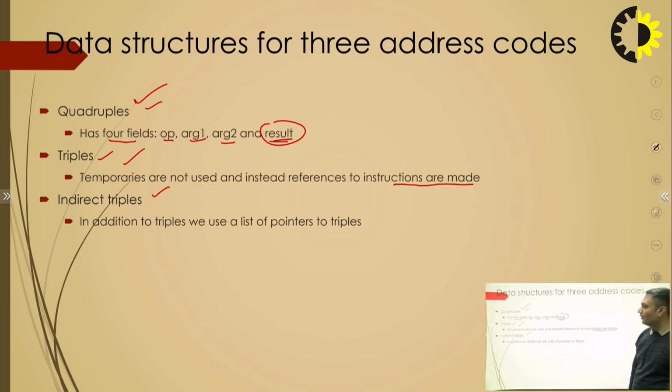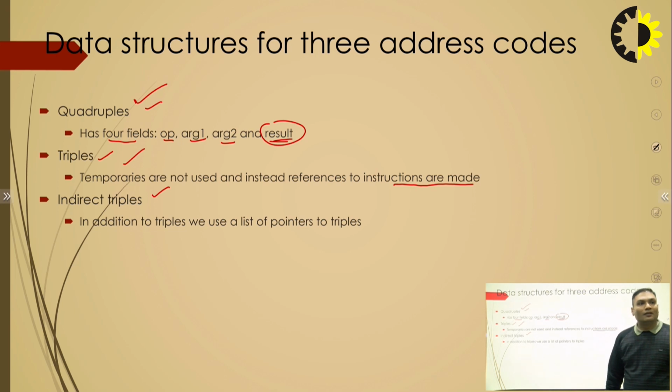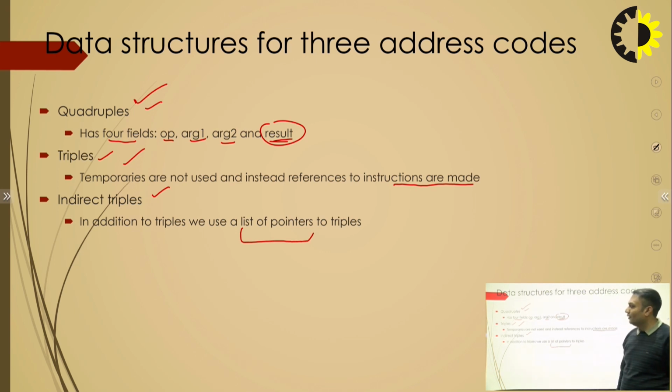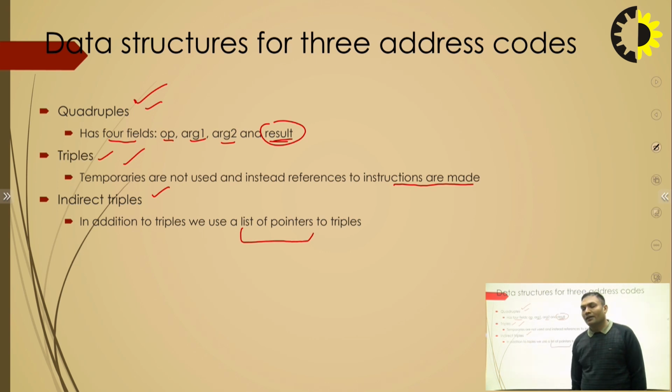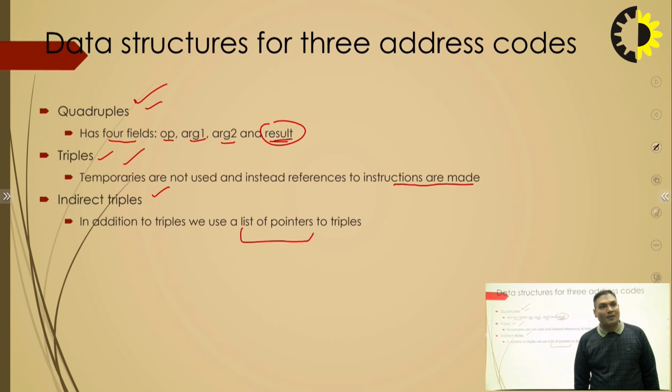And indirect triple is also an enhancement of triple. We will use a separate list of pointers to the triple, so that the triple is called an indirect triple. So we will understand all 3 with an example.